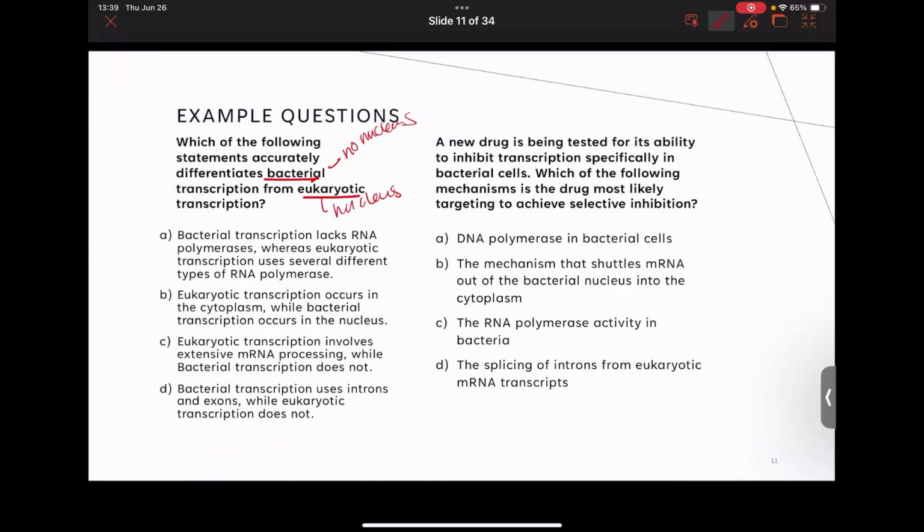Bacterial transcription lacks RNA polymerases? No, if they have to make RNA from DNA, that general thing is still the same. So it's not this one.